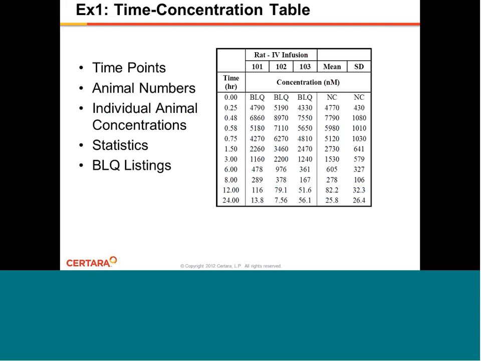And the table also has the ability to calculate summary statistics. So the mean and standard deviation are also reported at each time point, as well as for certain time points, the concentration was below limit of quantification, and that's represented by BLQ, and therefore the summary statistics can't be calculated, which is represented by this NC for not calculated.